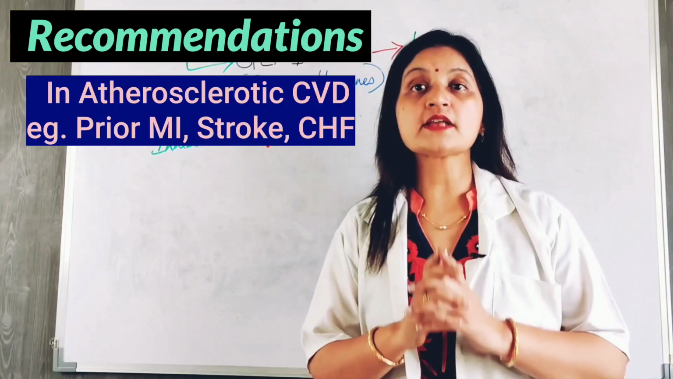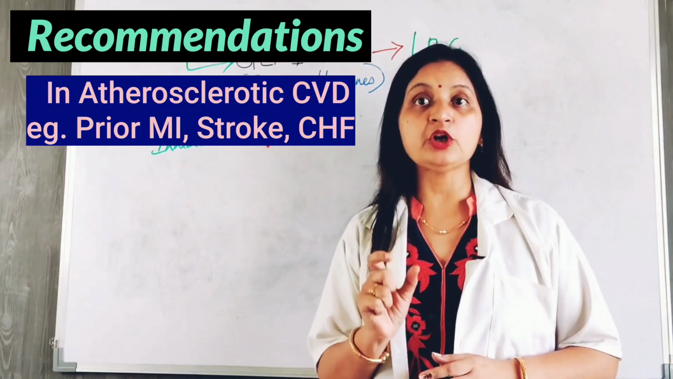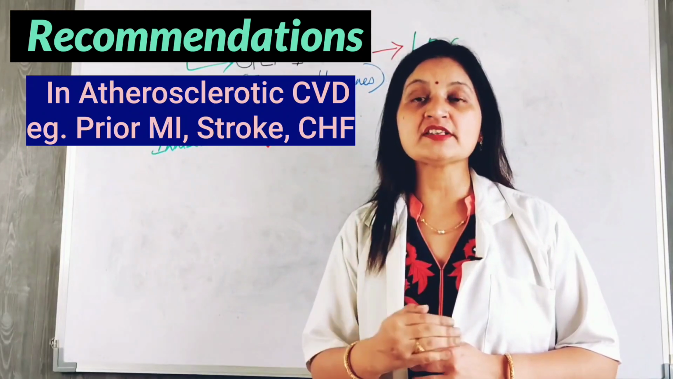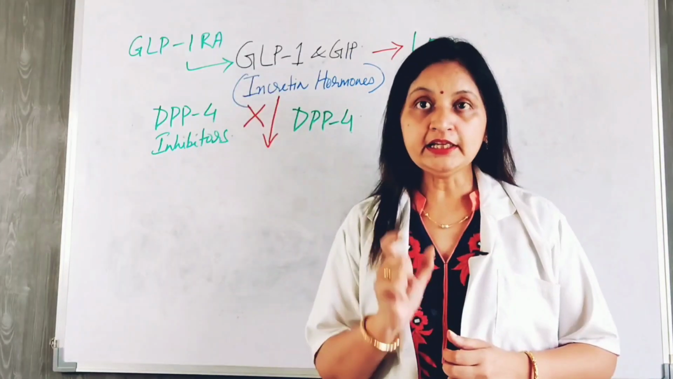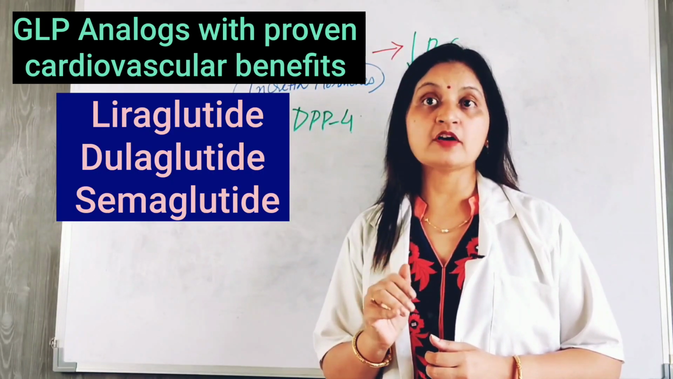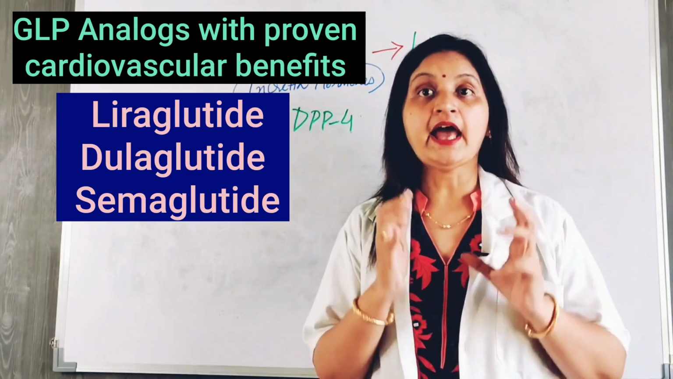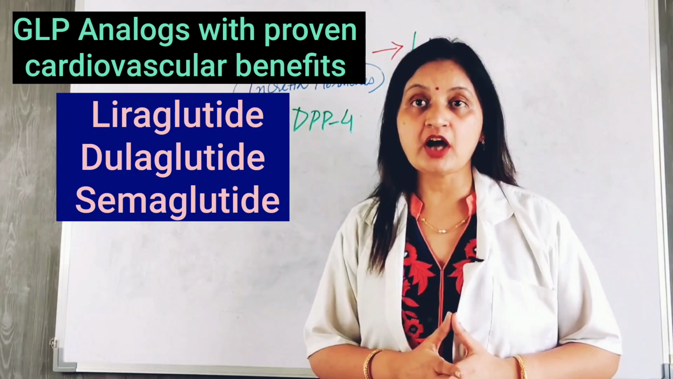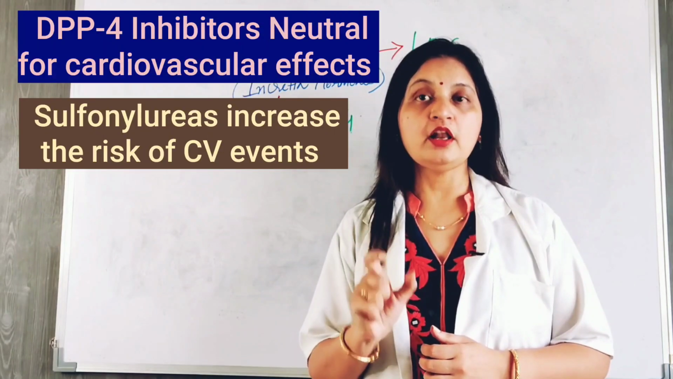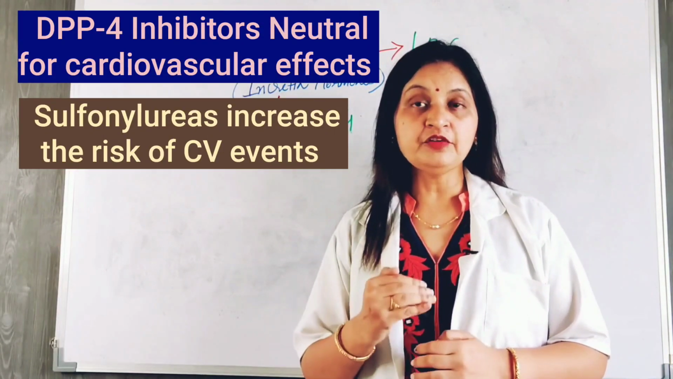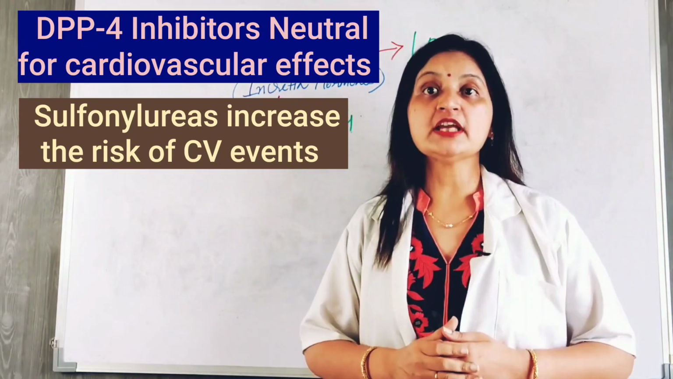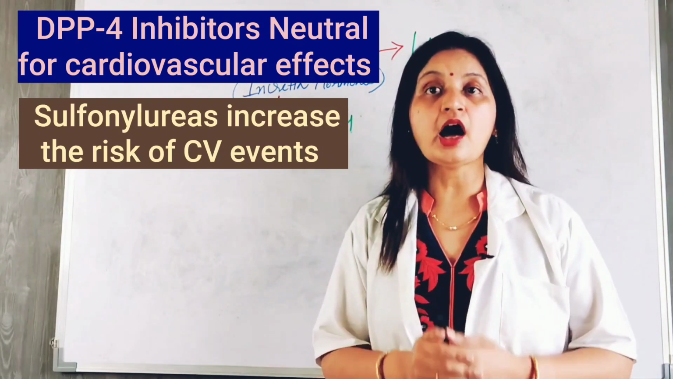Therefore, GLP-1 analogs are highly recommended in individuals with atherosclerotic cardiovascular disease such as prior myocardial infarction, stroke, congestive heart failure, and so on. Liraglutide, dulaglutide, and semaglutide are some of the GLP-1 analogs that have proven cardiovascular benefits, and they are preferred in individuals with established cardiovascular diseases. On the other hand, DPP-4 inhibitors are neutral for cardiovascular effects, while sulfonylureas increase the incidence of cardiovascular events.